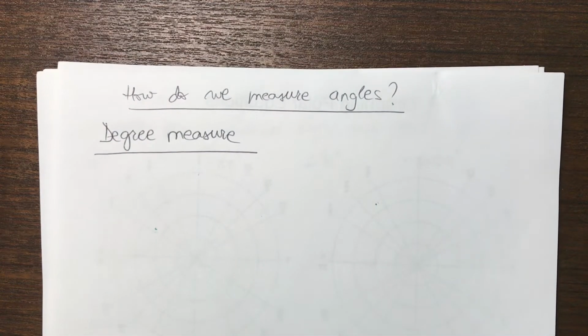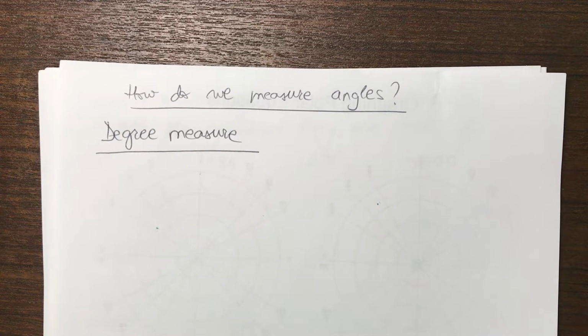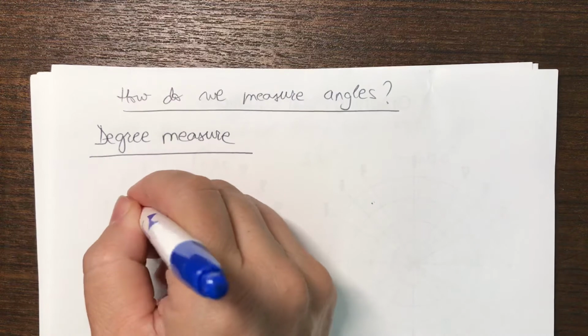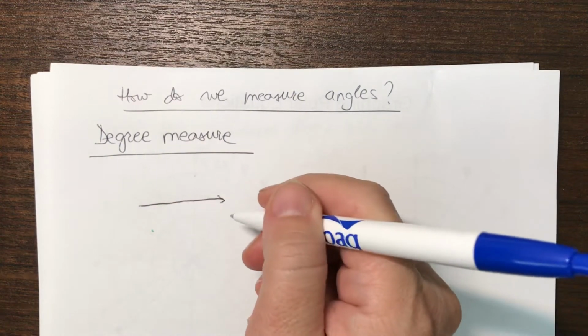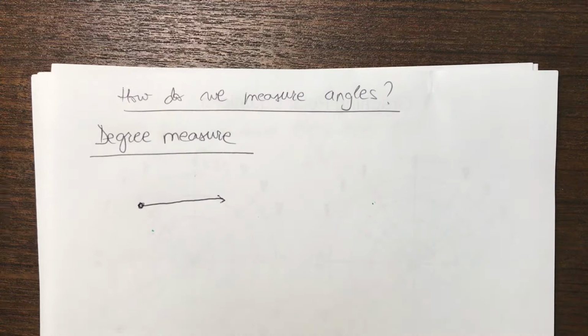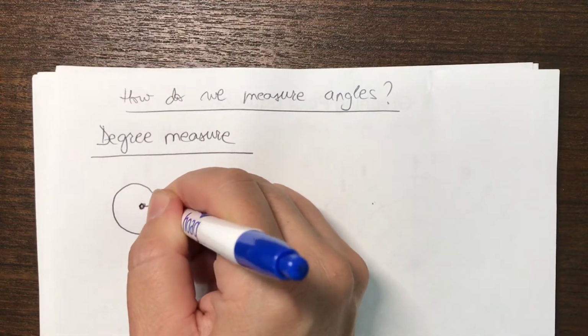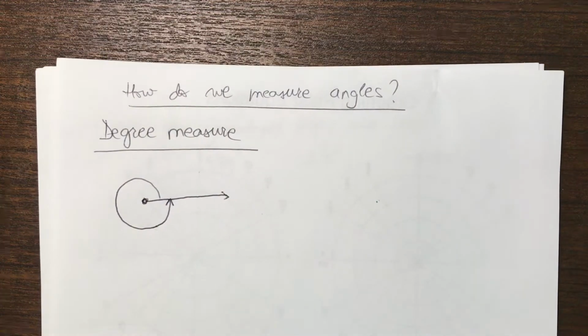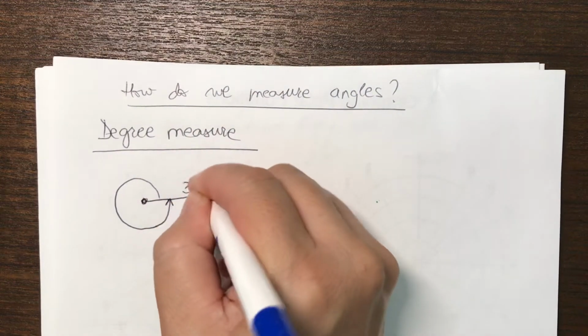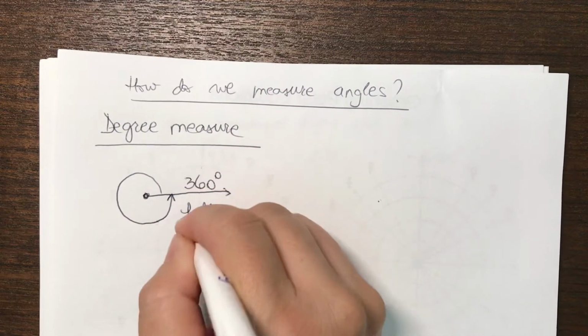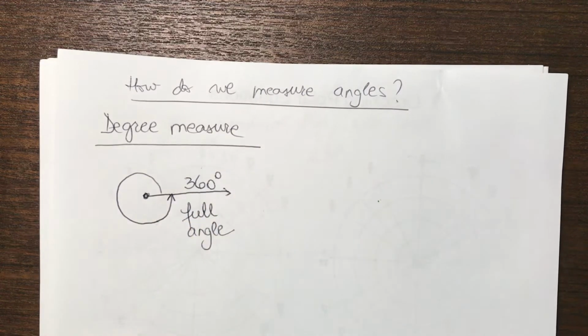So I talked about measure. How do we measure angles? Well, we can measure angles two different ways. One of them is the degree measure. So let's say you start on this initial side and you measure counterclockwise, so positive, one full rotation. Basically, we call this 360 degrees, and we call this a full angle. So a full angle has a 360 degree measure. Its terminal side is the same as its initial side.